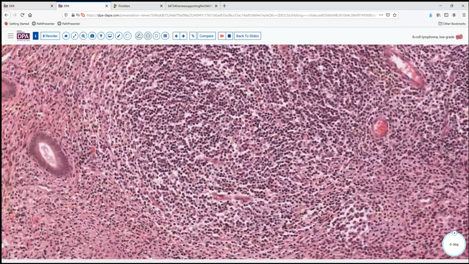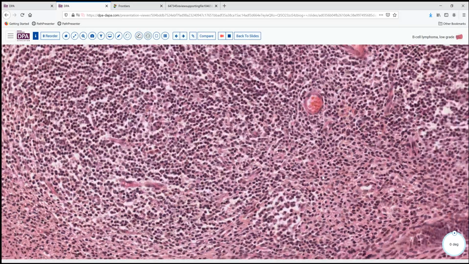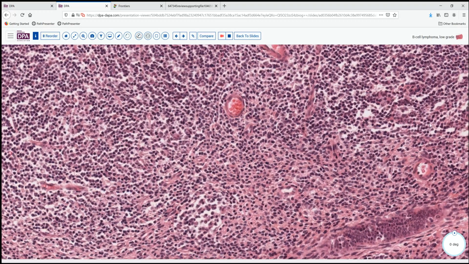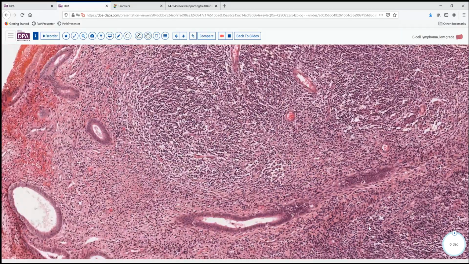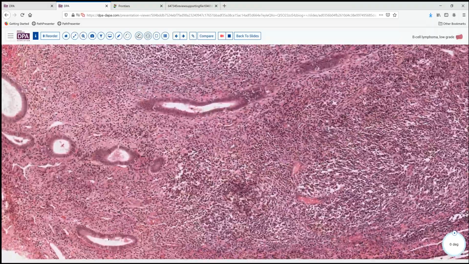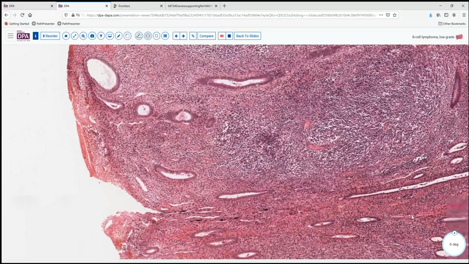Looking at these things at higher magnification, we see that they seem to be fairly uniform, small blue cells, a little bit of sort of onion skin appearance. No real evidence of large cells, no germinal center formation is noted, although there is this sense of nodularity to it associated with the vasculature that we can see here.